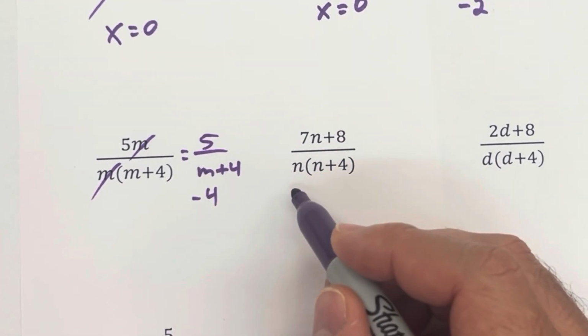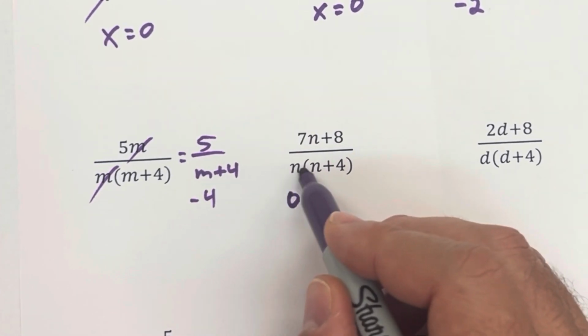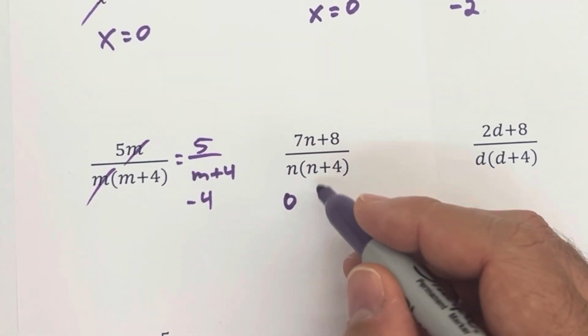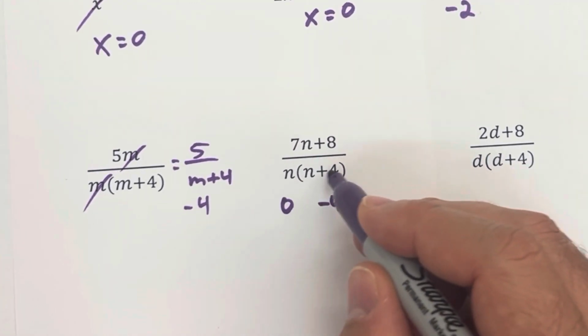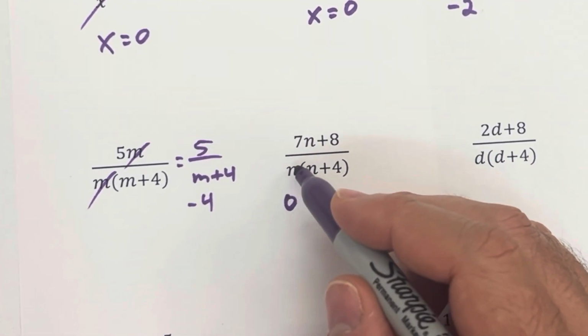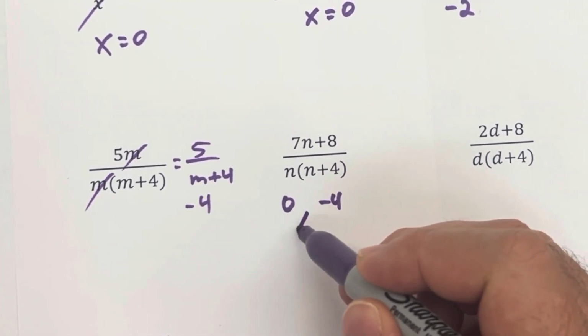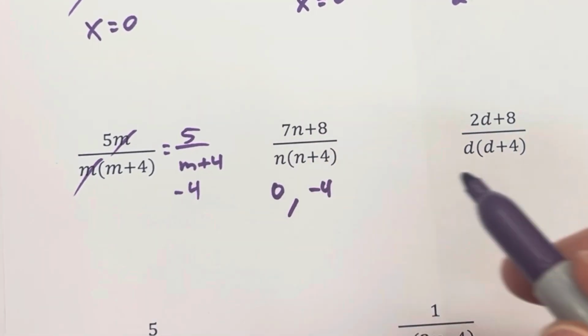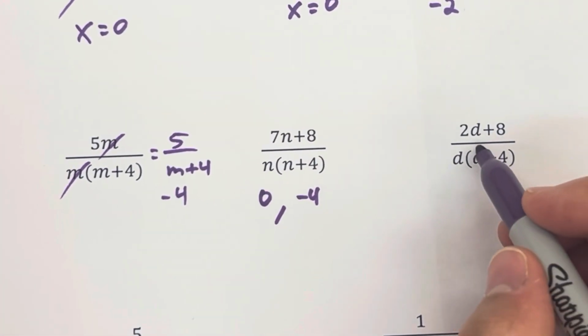So here is 0 because n equals 0, multiplying this is 0, and also minus 4 because minus 4 plus 4 is 0. 0 times n, it will be 0. So those two values make this expression undefined. Let's go to this one.